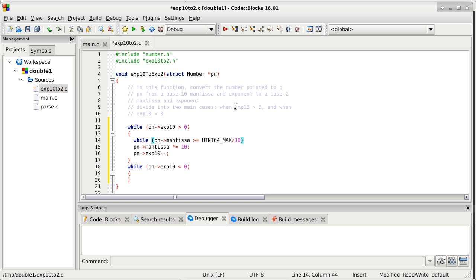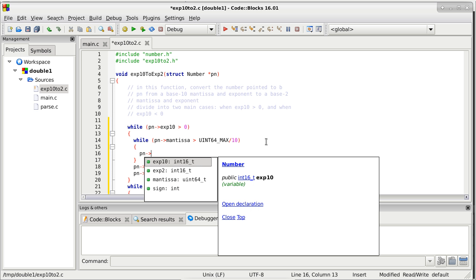So as long as it is greater than or equal to, I think it's greater than. If it's equal to, we should be okay. So as long as it's greater than, then we have to do something. So we have to make it smaller. So the way to make it smaller is to divide it by 2.